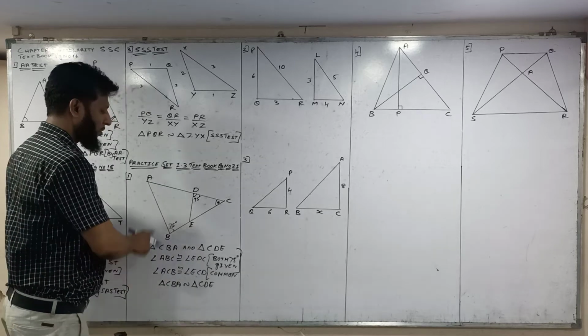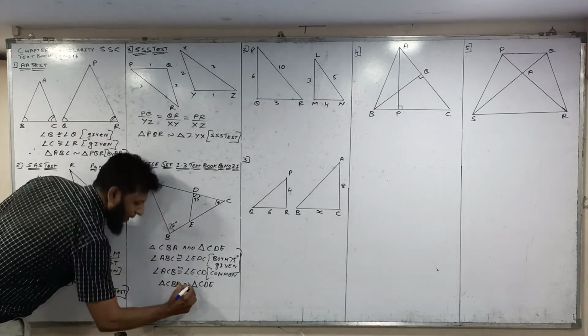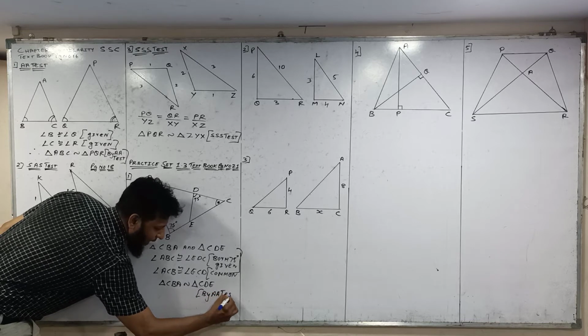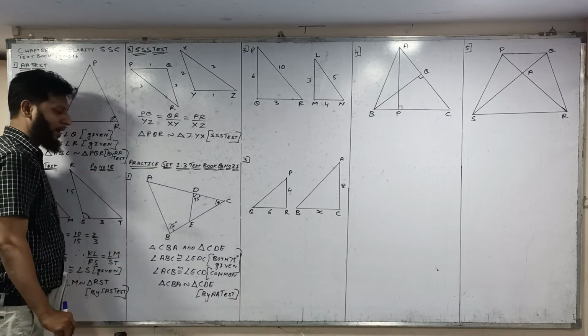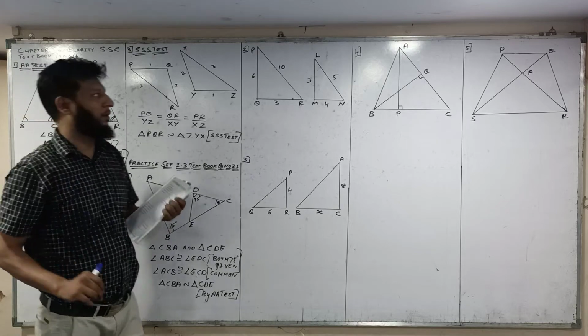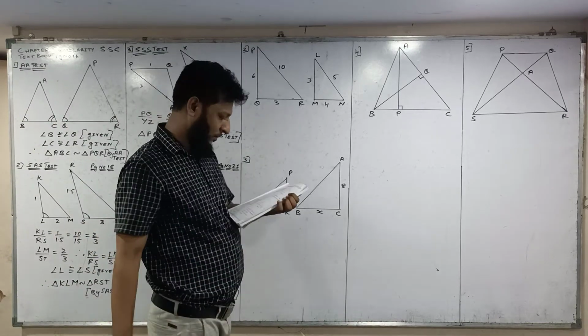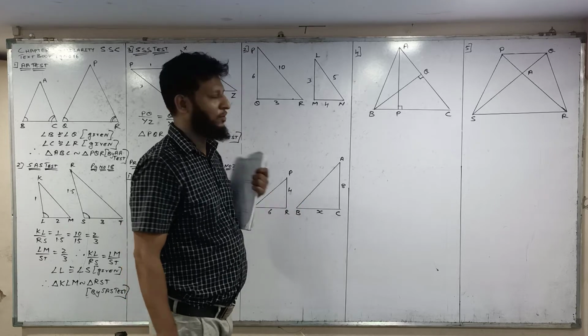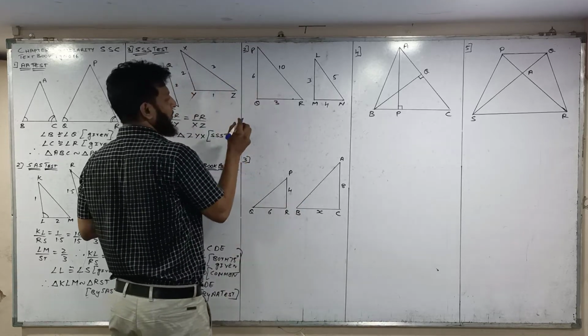Okay, so now this is proved similar by the AA test. By the AA test, these two triangles are similar. Two angles are congruent. Come to this: are the triangles similar? If yes, by which test? So we have to see the proportional sides.